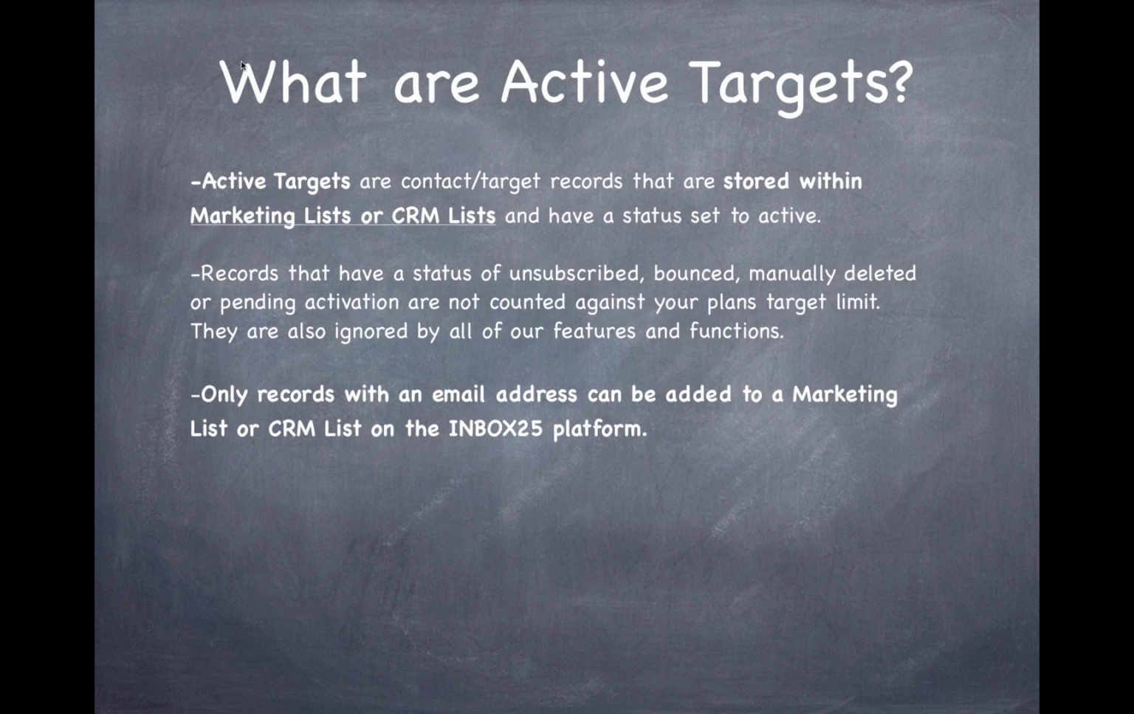So first and foremost, I want to talk about what constitutes an active target. What is an active target? Well, active targets are contact target records that are stored within marketing lists or CRM lists and have a status set to active. Records that have a status of unsubscribed, bounced, manually deleted, or pending activation are not counted against your plan's target limit. They are also ignored by all of our features and functions. Only records with an email address can be added to a marketing list or CRM list on the Inbox 25 platform. So that begs the question, why is this all important?